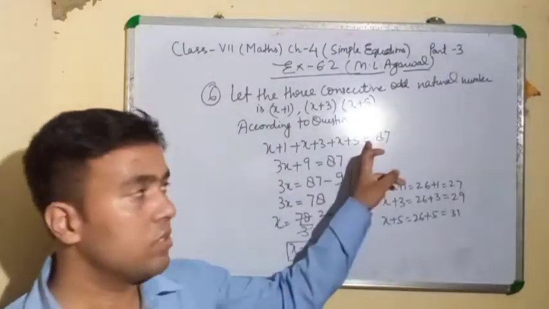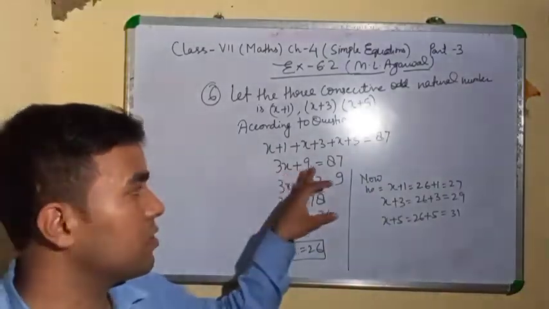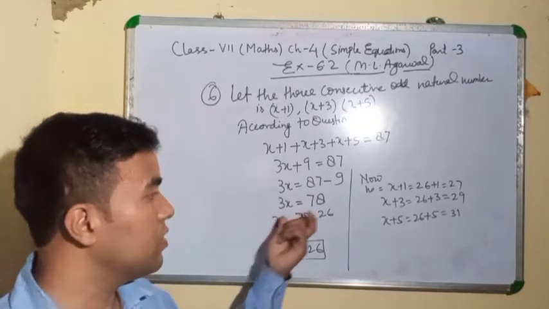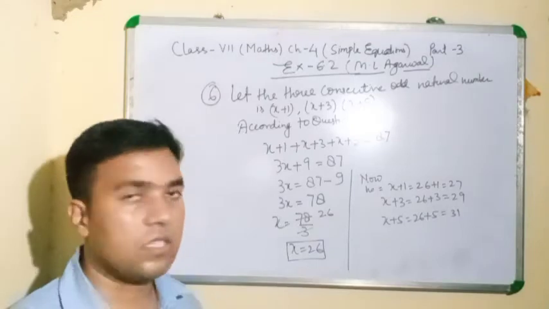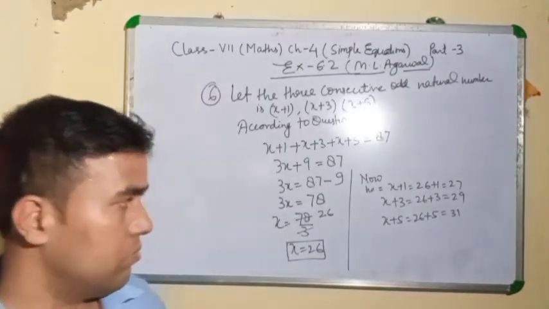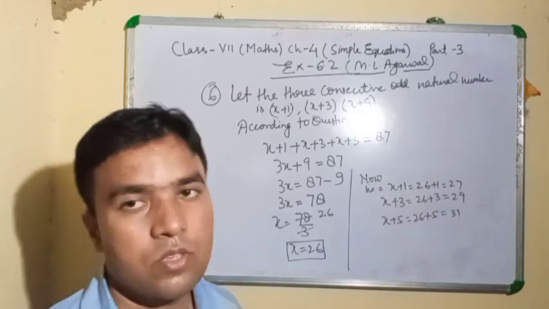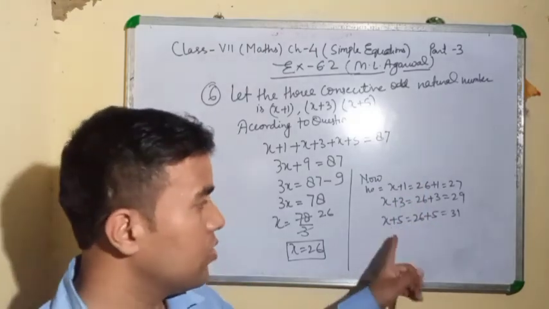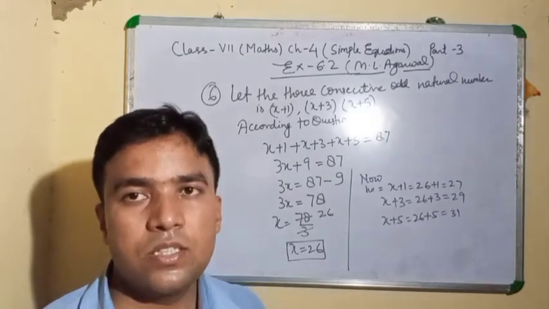Those sum you will do, sum means plus, 87. 3x plus 9 equal to 87. 3x equal to 87 minus 9. 3x equal to 78. Then x equal to 78 by 3, means x equal to 26. Number is x plus 1, 26 plus 1 equal to 27, 26 plus 3 equal to 29, 26 plus 5 equal to 31. Clear? It is the answer.